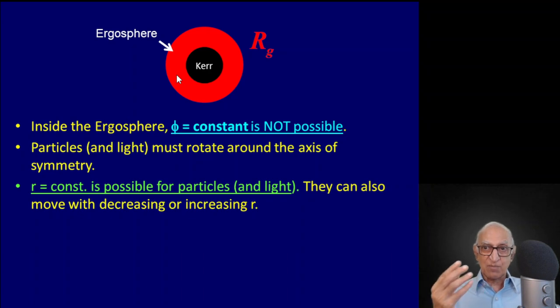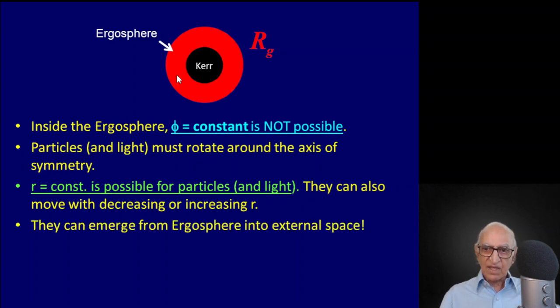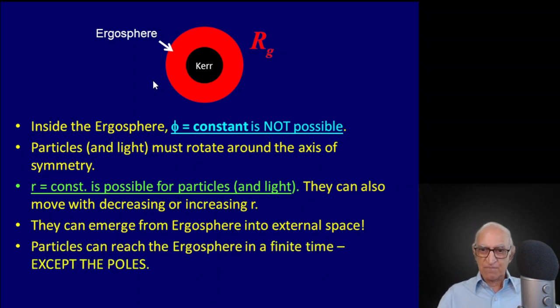In fact, you can have a particle entering the ergosphere and exiting the ergosphere. No problem whatsoever. R can either decrease or increase. Whereas for the Schwarzschild black hole, R could never be constant or increase. It has to decrease. Therefore, the consequence is a particle which by mistake enters the ergosphere can actually say oops and step out of the ergosphere and escape back to infinity.